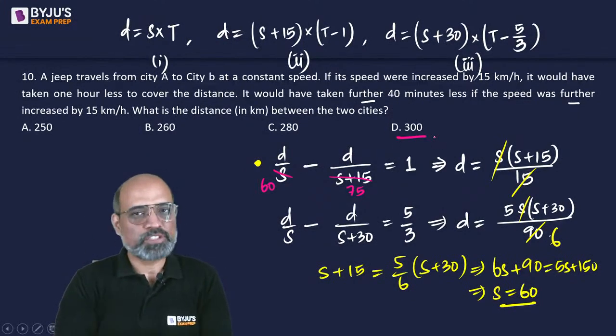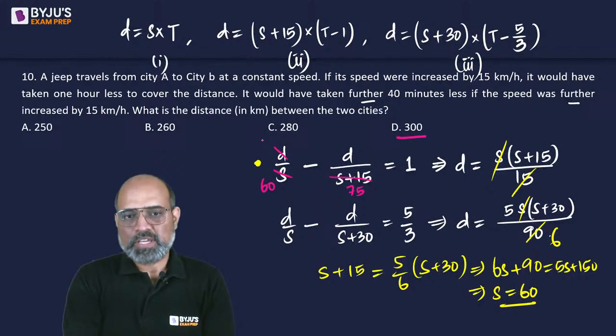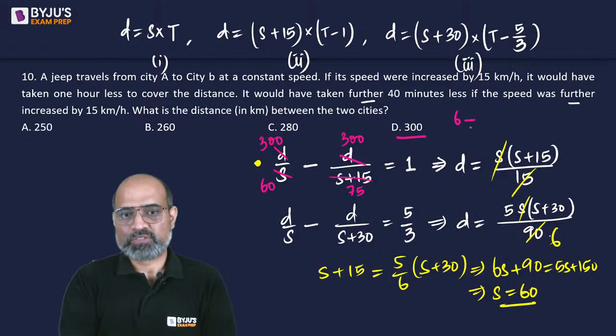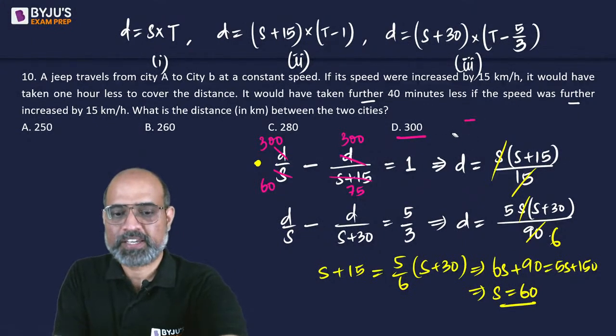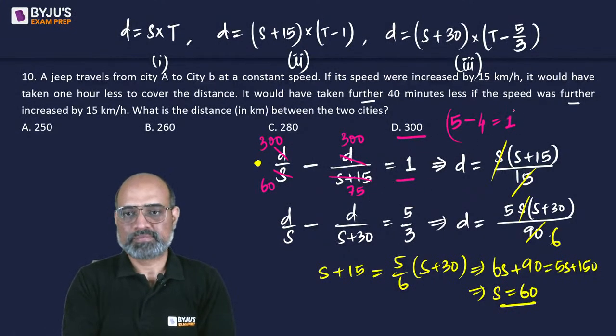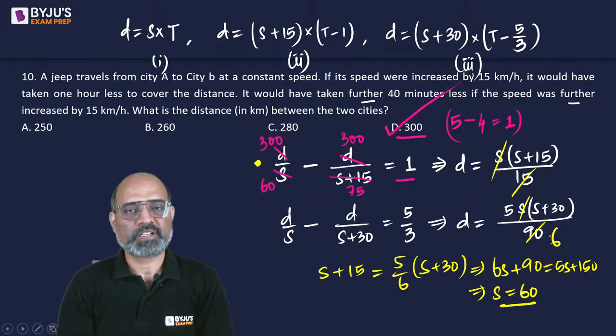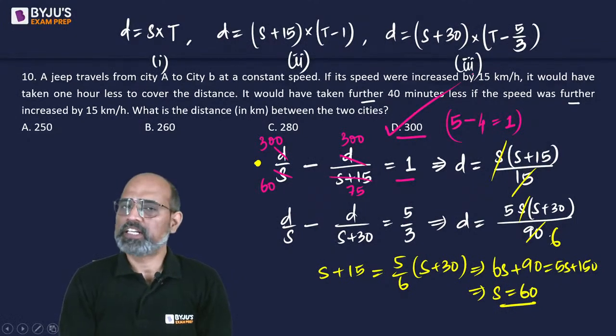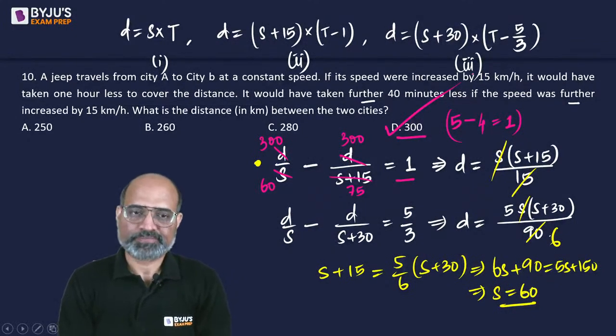So let's start with this option. 300 by 60 and 300 by 75. 300 by 60 is 5 and 300 by 75 is 4. That is equal to 1, right? Okay. So D हो जाएगा. A number that should be in the table of both 60 and 75.